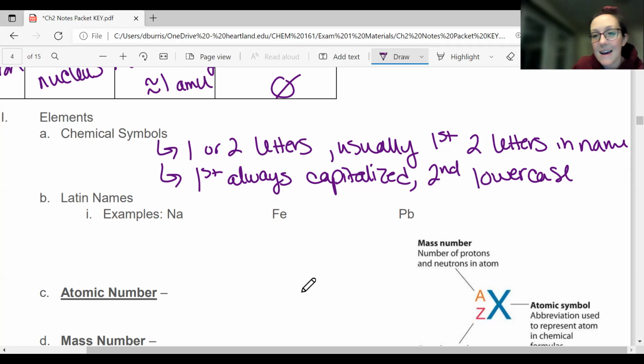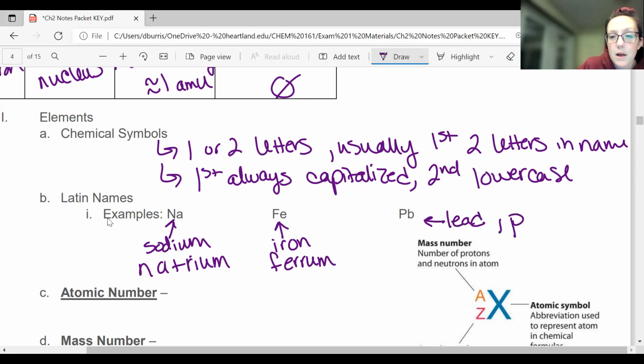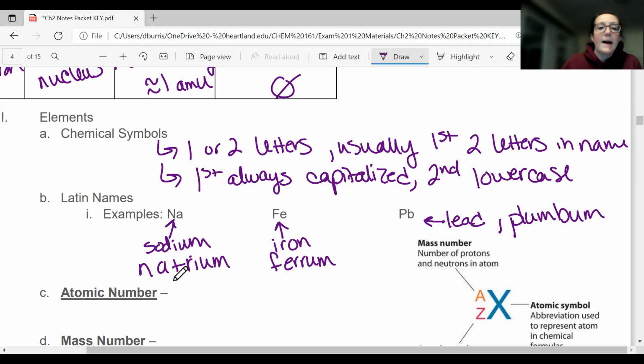All right, now some of the ones that have weird symbols are actually from their old Latin names. So Na is actually sodium. These are a few that we use a lot, which came from the name natrium. That's how I'm going to say it. Iron is Fe. Its Latin name was ferrum. And lead, Pb, was called plumbum. So that's where those came from, in case you are wondering, those old Latin names.